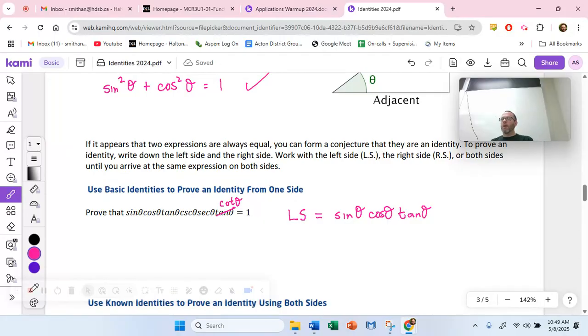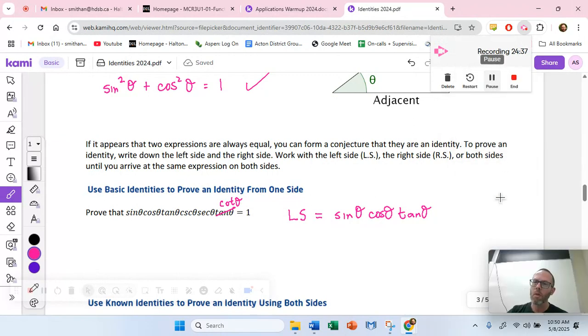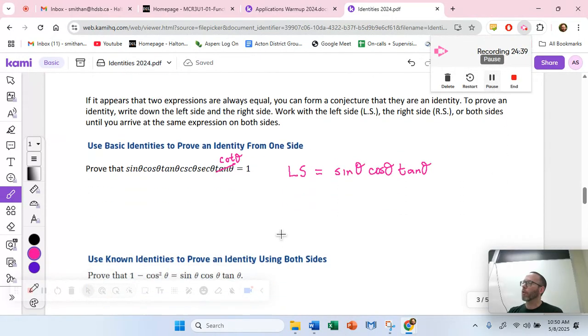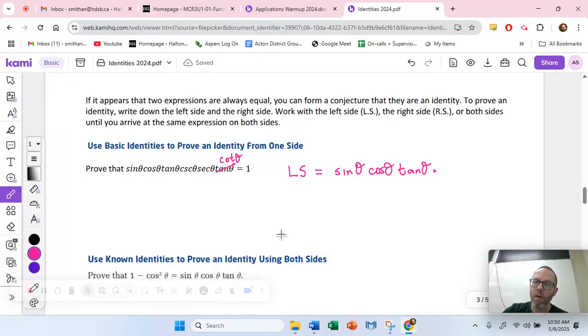Actually, let's do it this way. You guys have our reciprocal ratios. Instead of saying sine, cos, tan, cosecant, secant, tan, let's replace cosecant with what it's equal to. Cosecant is the reciprocal of sine, 1 over sine theta. Secant is the reciprocal of cosine, 1 over cosine theta. And cotangent is the reciprocal of tan. It's 1 over tan theta.